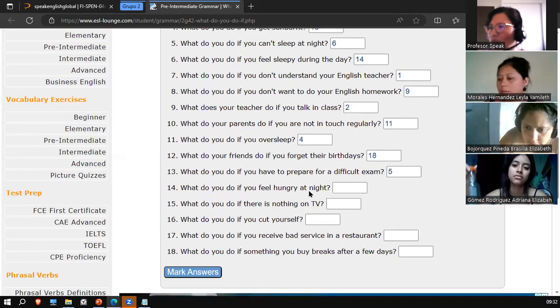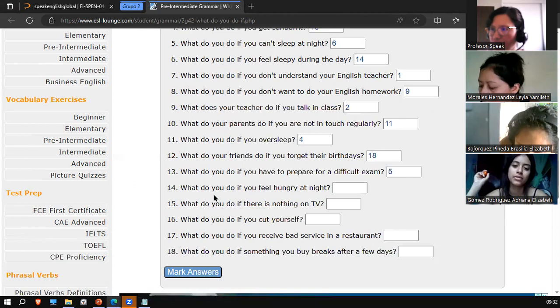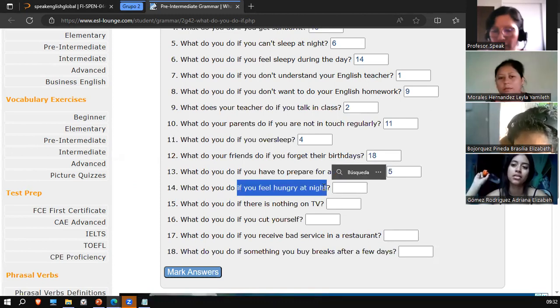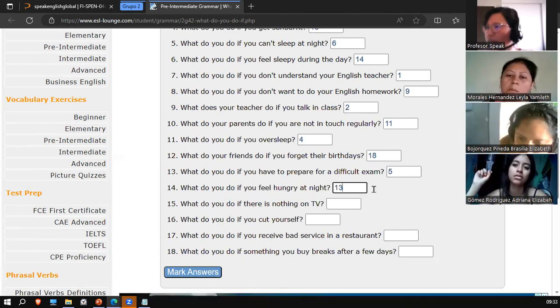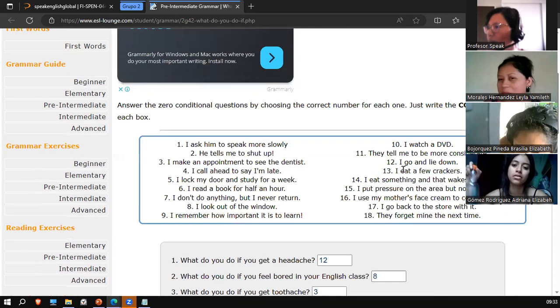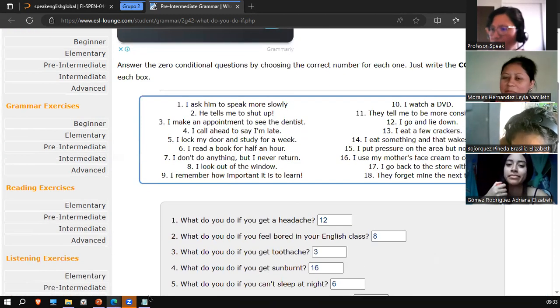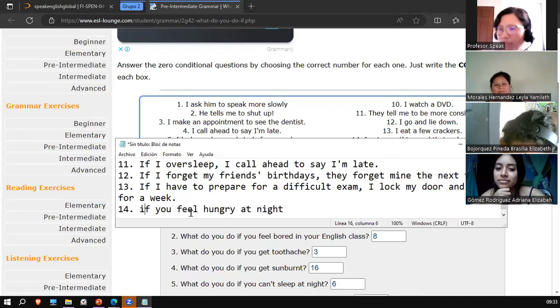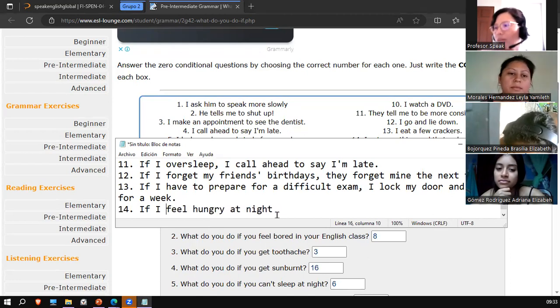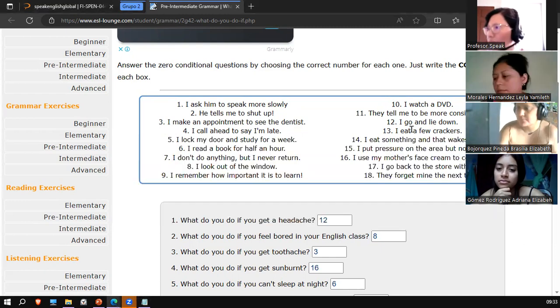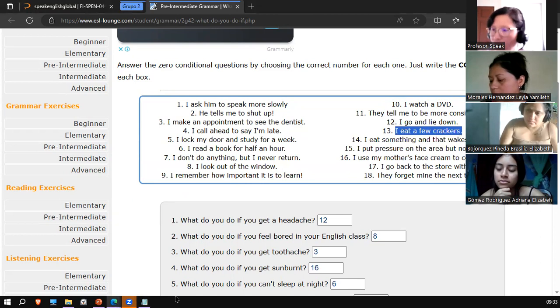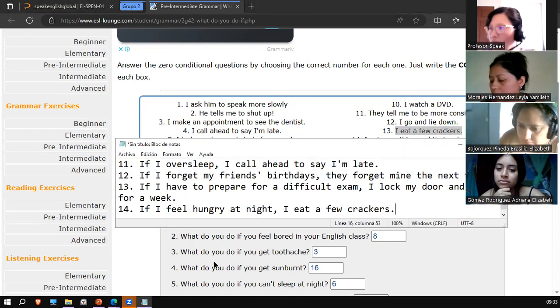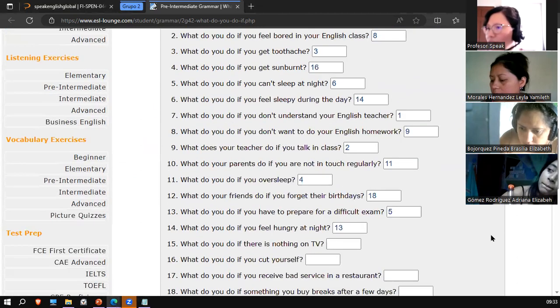Number 14, what do you do if you feel hungry at night? 13, let's see. I eat a few crackers, okay. I don't like crackers. If I feel hungry at night, comma, number 13, I eat a few crackers. Okay, number 15, guys. 15, almost there.